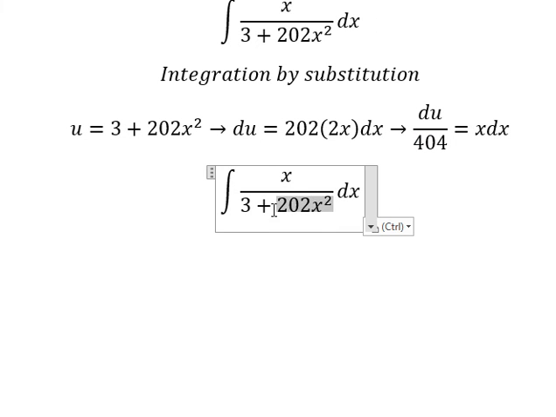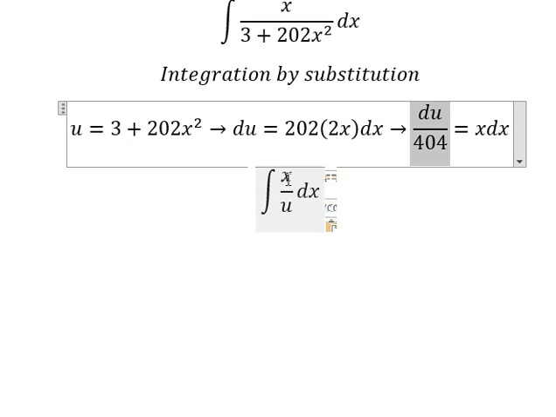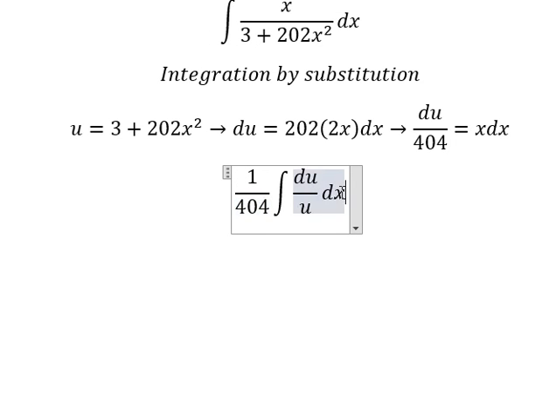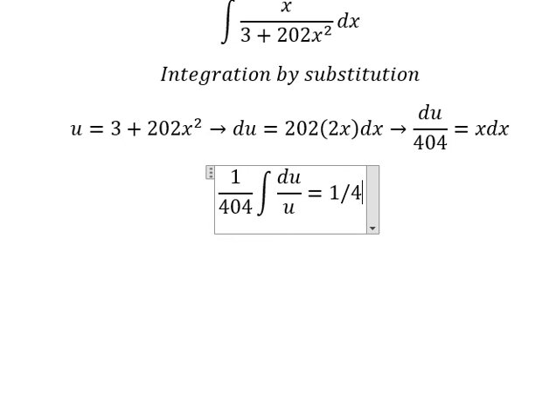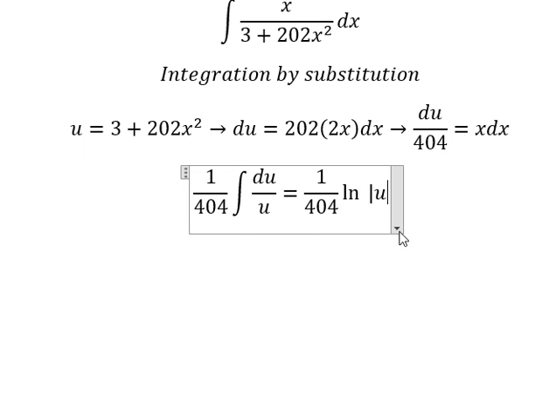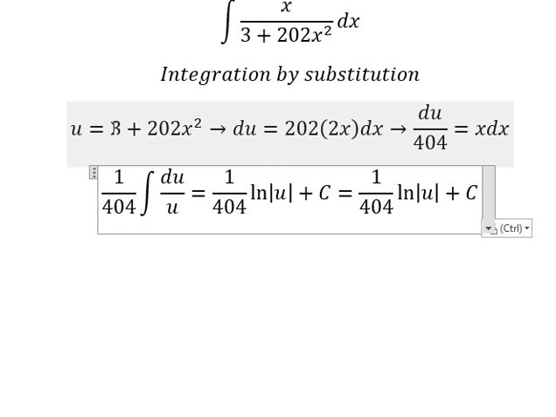So this one we change for u. The x we change for this one. So the integration of this one is ln of the absolute value of u, and I will put plus c. And u is this one.